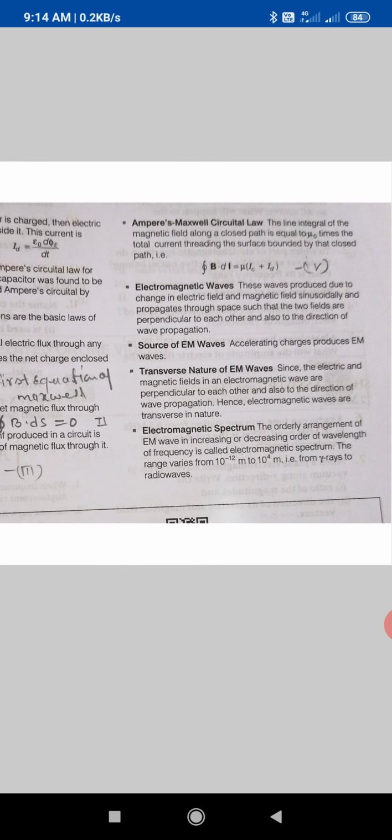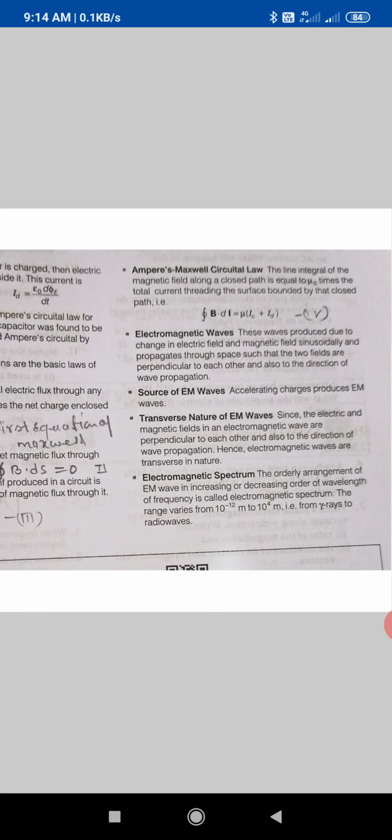Next, electromagnetic waves. Electromagnetic waves are produced due to change in electric field and magnetic field sinusoidally and propagate through space such that the two fields are perpendicular to each other and also to the direction of wave propagation. The source of electromagnetic waves is oscillating charges. Electromagnetic waves are transverse in nature.